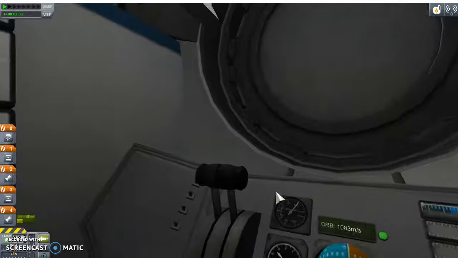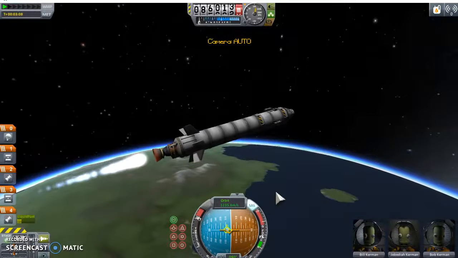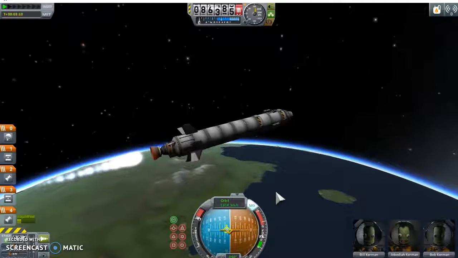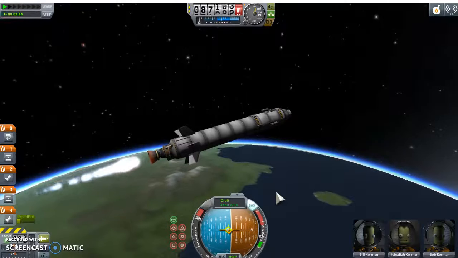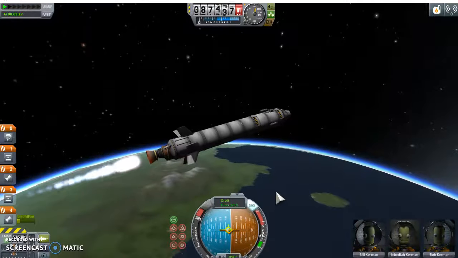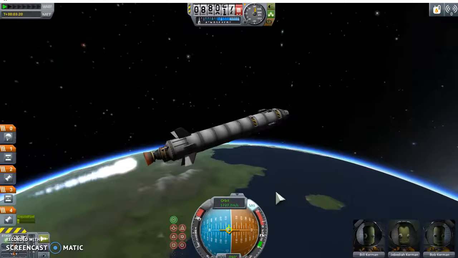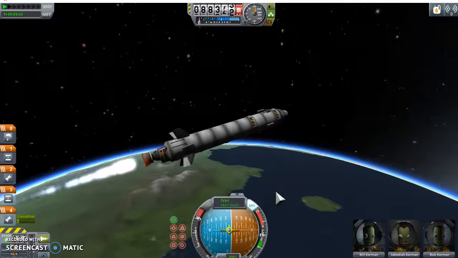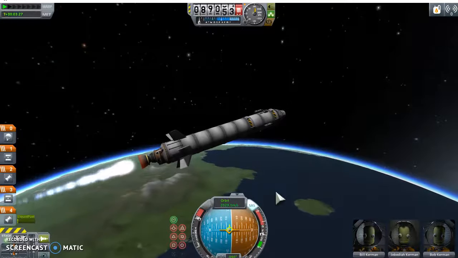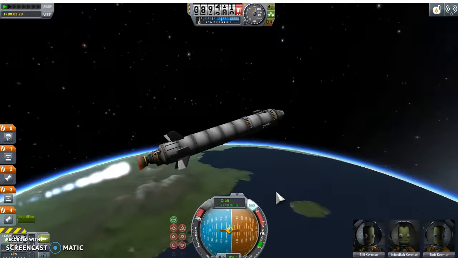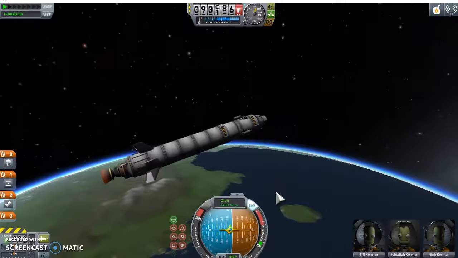Well, anyways, the orbital velocity, which is the velocity you need to orbit around something, in Kerbin is not very realistic. It's only about 2,400 meters per second. But in the real world, it's 8,000 meters per second, so it's a lot harder to get into orbit. Would you look at that?